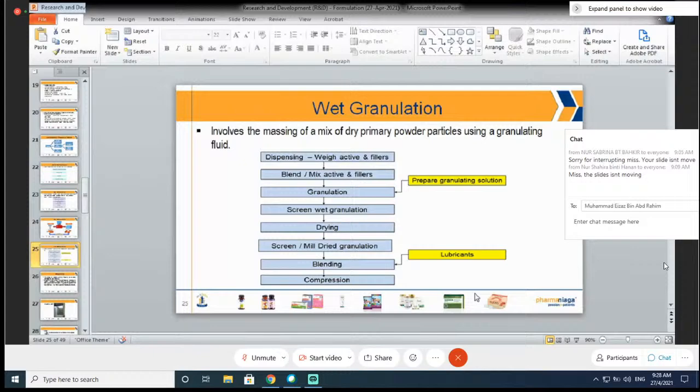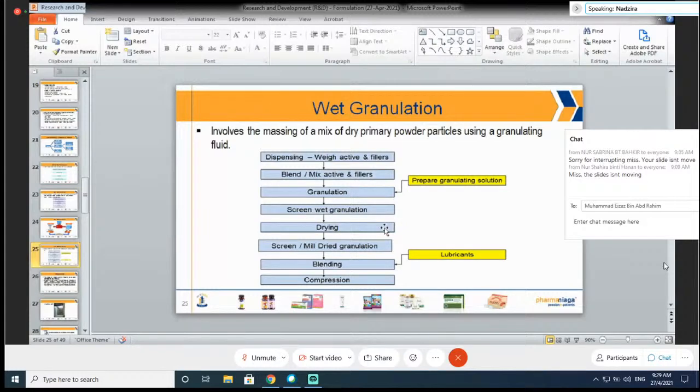Next is wet granulation. Dry granulation basically uses no liquid, as we want to form the granules without using any liquid. For wet granulation, we want to form granules by using a granulating fluid, or what we call a binder solution. Basically it involves the mixing of dry powder particles using a granulating fluid. It starts with the dispensing process, then blending of the excipients and the API, and we will add the granulating solution during the granulation mixing.